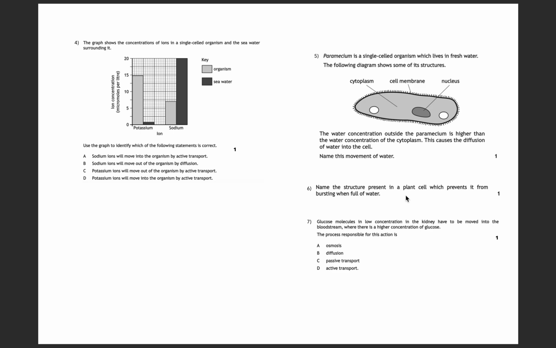So it should be the cell wall, yeah. So that gives it the structure on the outside and stops it from bursting. So the cell membrane prevents it from pushing out and then bursting and releasing the cell contents.